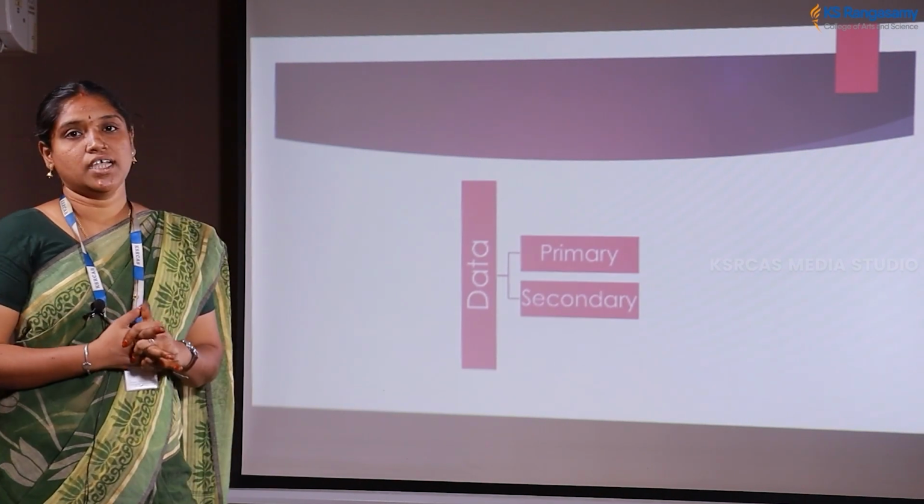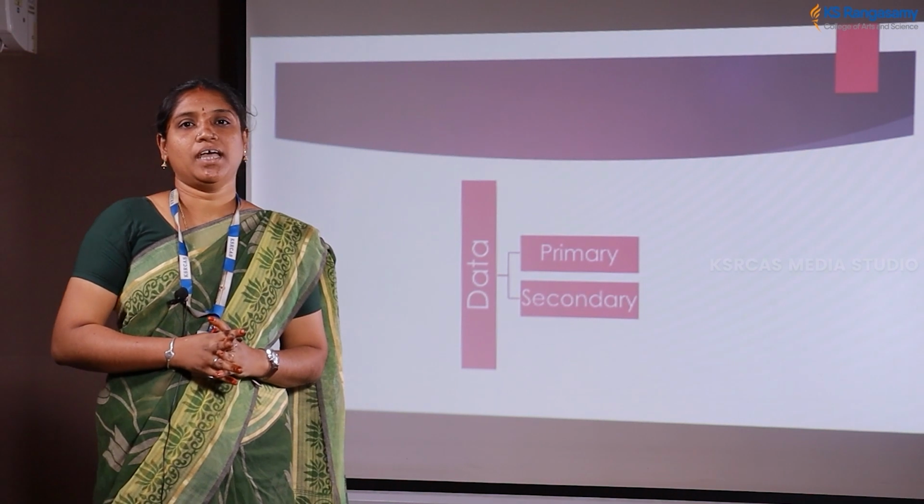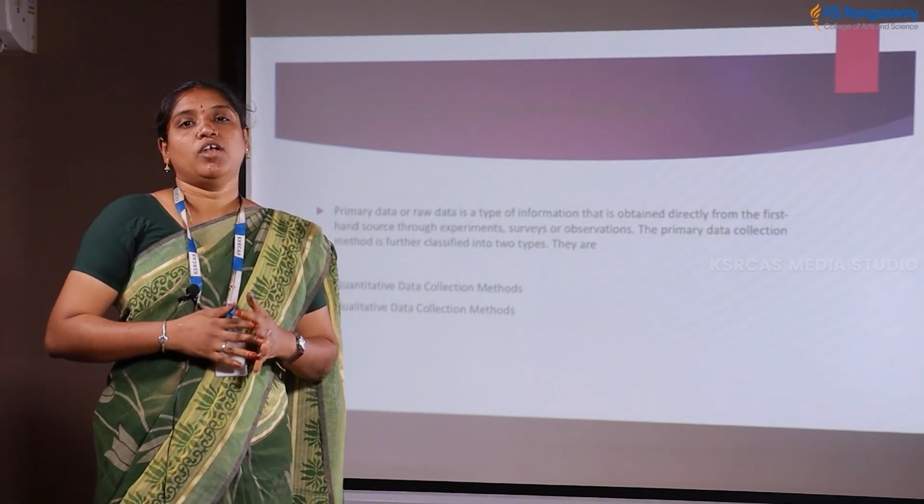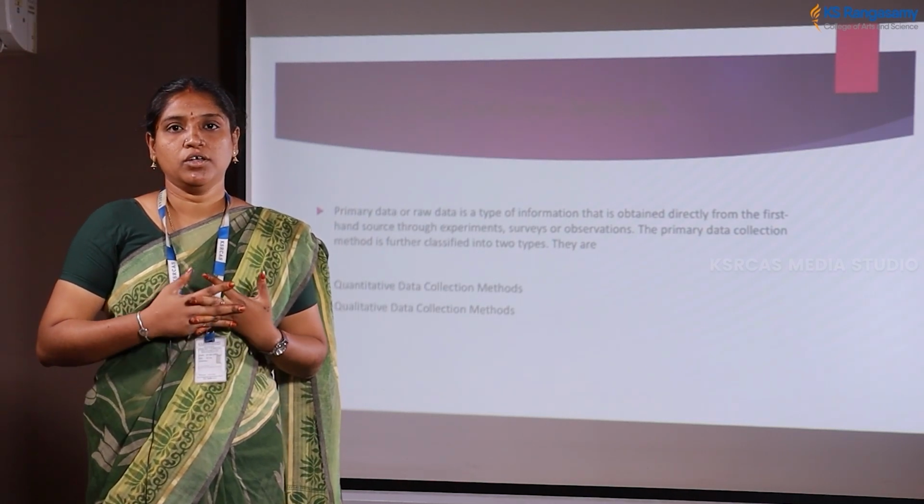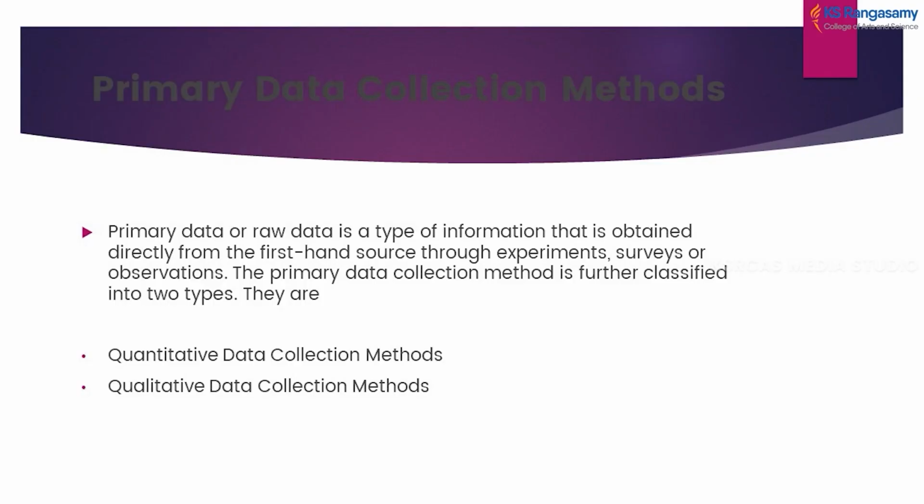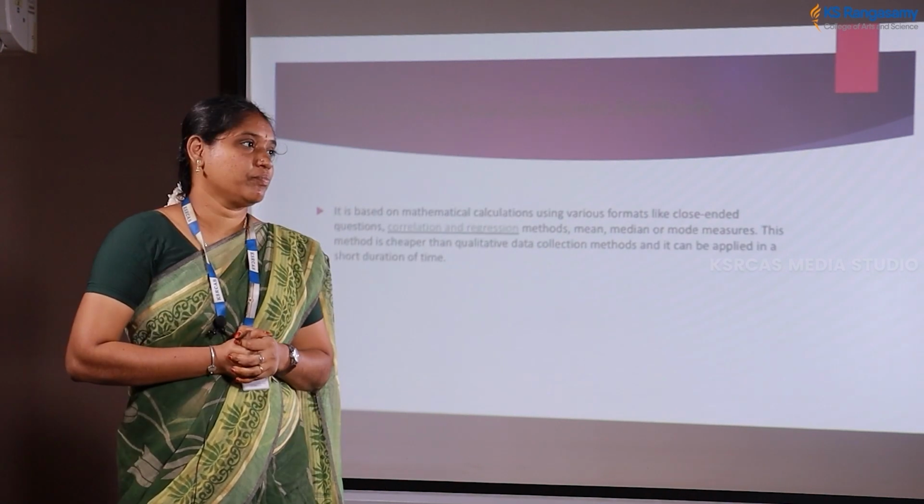Then types of data collection. There are two types of data collection: first one primary data and second one secondary data. Primary data is called the raw data collection method. It is a very new or informative data collection method. This data collection has two types: one quantitative data collection, another one qualitative data collection.